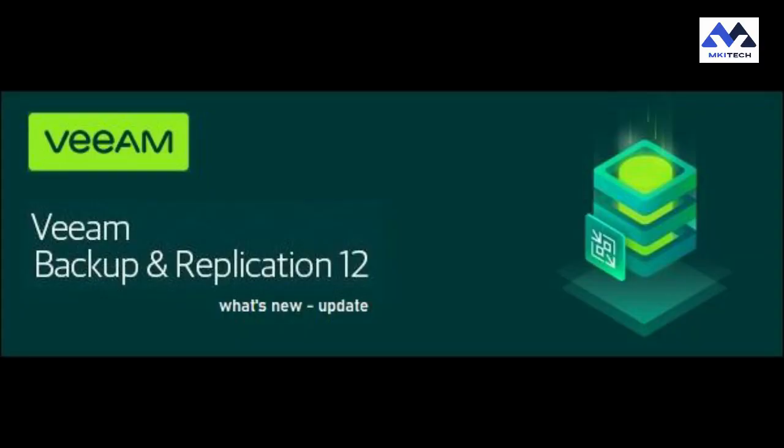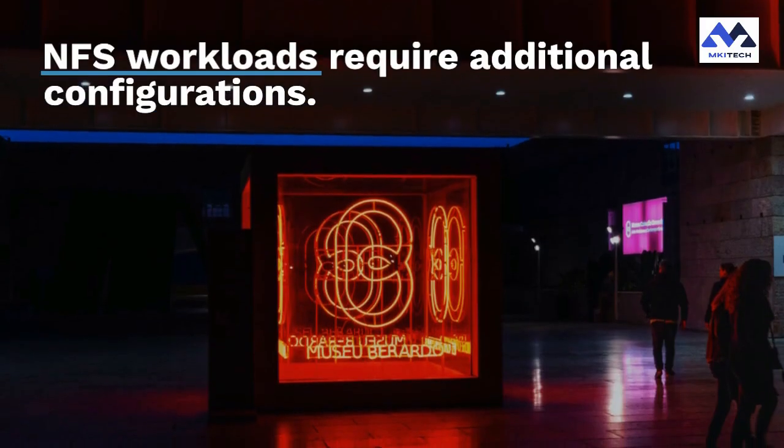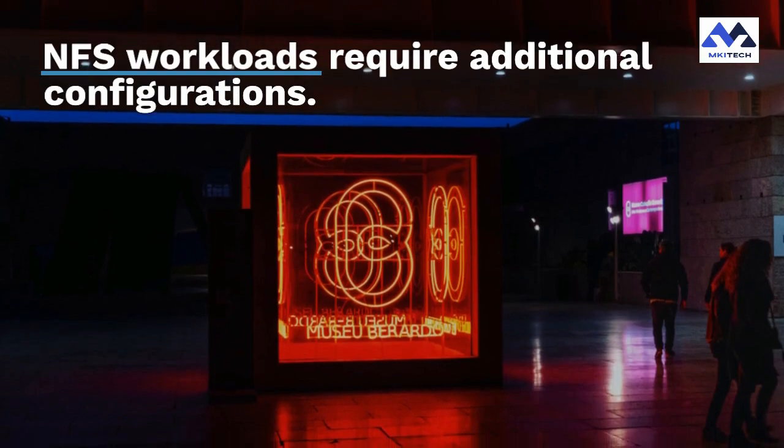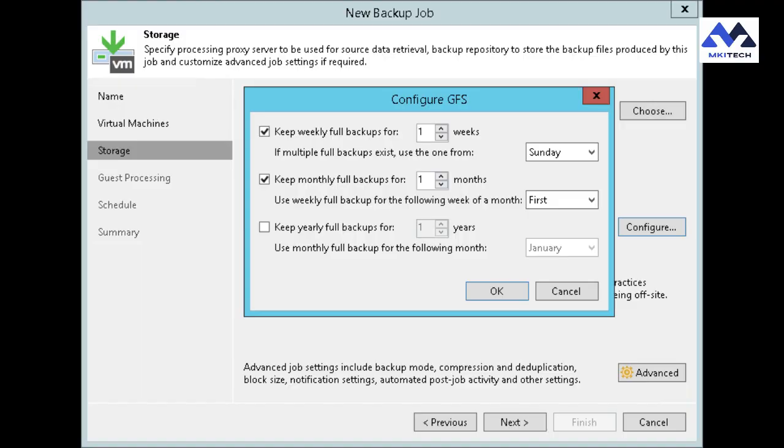Number 2. Kerberos-only authentication. V12 can be deployed in environments with NTLM authentication disabled for enhanced security. This includes all backup infrastructure components, backup agents, enterprise application plugins, and proxy appliances. Kerberos-only authentication is supported by V12 right out of the box as long as managed servers and protected machines are registered with the backup server through valid, resolvable DNS names.